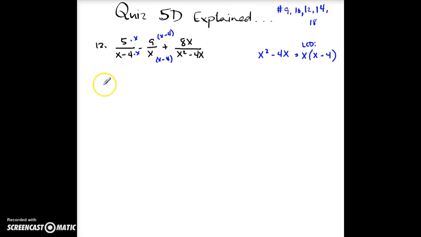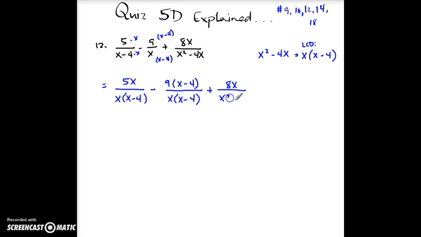So let's write that out. That means I have 5x over x times x minus 4, and then it's minus 9 times x minus 4, and that's over x times x minus 4. And then plus this 8x over x squared minus 4x. Or if you want, with this x squared minus 4x, we can rewrite it so that it is x times x minus 4. So we can see clearly that every denominator looks exactly the same.